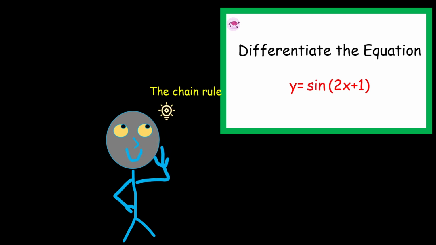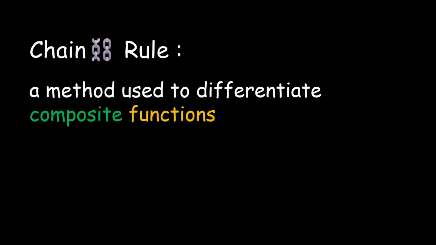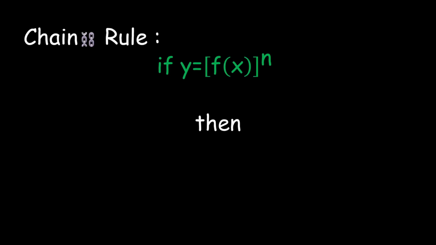The chain rule is key to handling derivatives of composite functions. So, what exactly is the chain rule? Well, it's a method used to differentiate composite functions. You can think of it as peeling back the layers of an onion, one at a time. Here's the basic formula.